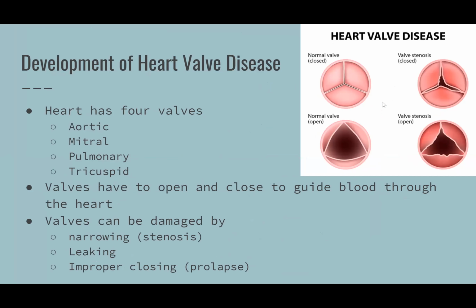And then development of heart valve disease. The heart has four valves: the aortic, the mitral, the pulmonary, and the tricuspid. Basically, the valves have to open and close properly to move blood throughout the heart. But valves can become damaged over time due to narrowing, which is called stenosis, leaking, or improper closing. This is usually due to sometimes old age. It could just be due to heart diseases that play into heart valve disease. And next slide.